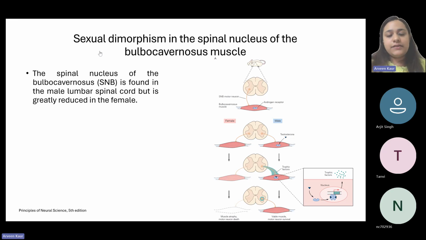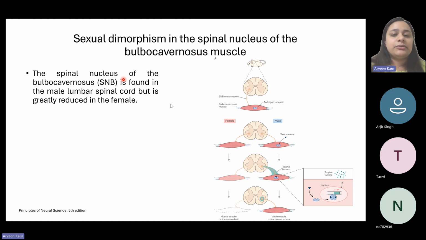Now, there is another kind of sexual dimorphism that we can study, which is there in mammals. It is there in humans also, but the study that we are referring to has been done in mice. So, where is the sexual dimorphism occurring? It is occurring in the spinal nucleus of the bulbocavernosus muscle. What is the spinal nucleus? It is a region where the cell bodies of the neurons are present, which go and innervate this bulbocavernosus muscle.